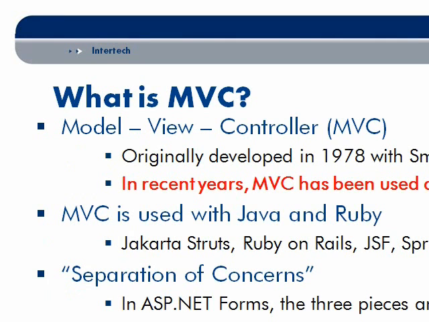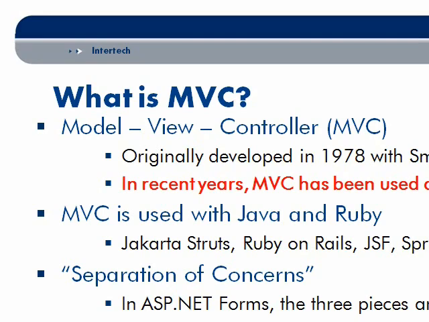Okay, so what is MVC? Well, this thing's been around for quite a while, actually. As you can see here, being that it's 2009 at the time of this recording, it's been around for 31 years, right? And as you can see, it was originally released with Smalltalk, which is one of the earlier object-oriented programming languages, and it was at Xerox.